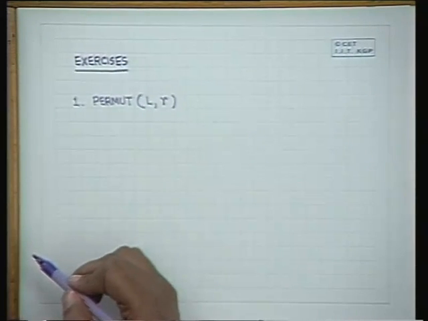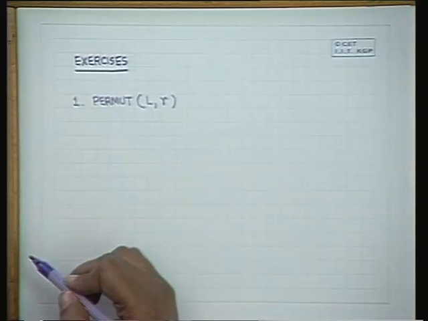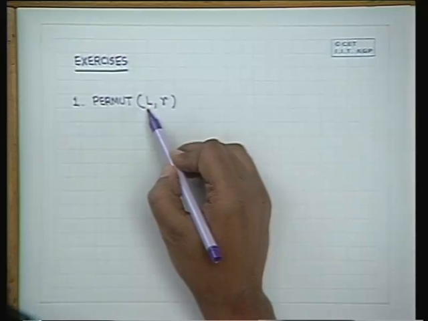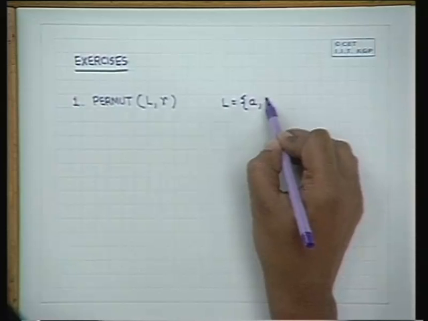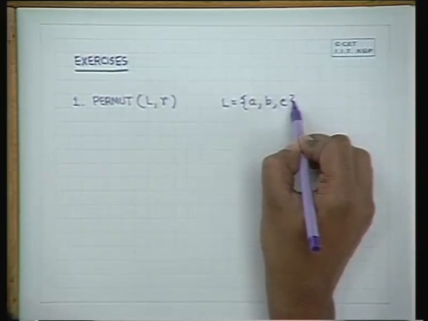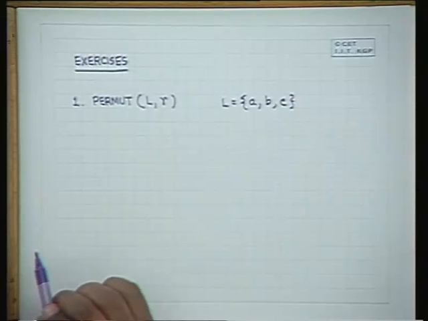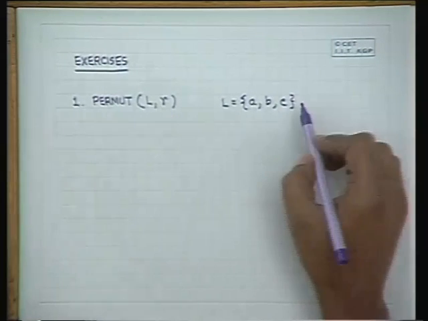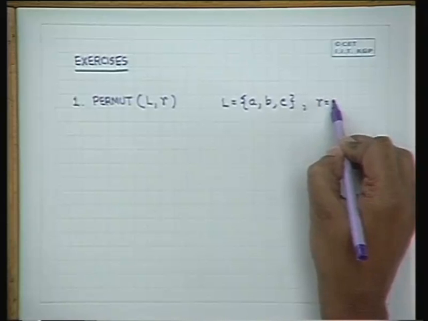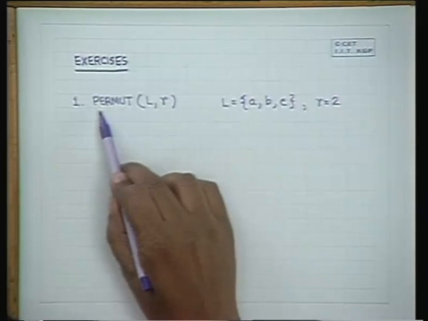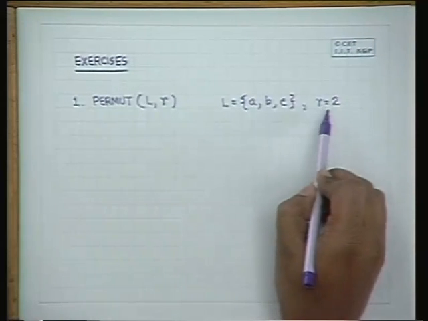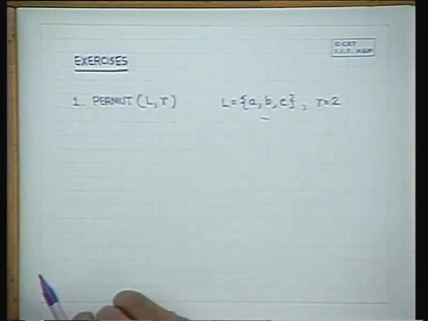The first problem that I give you is permute L R. L is a set of n distinct elements. For example, L may be, say, A, B and C. Distinct, no repetitions. And R is an integer, say R is equal to 2. You are to solve the problem of finding out all two permutations of these elements.